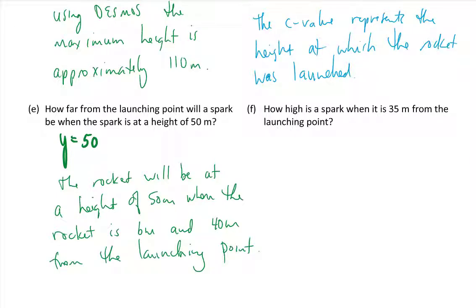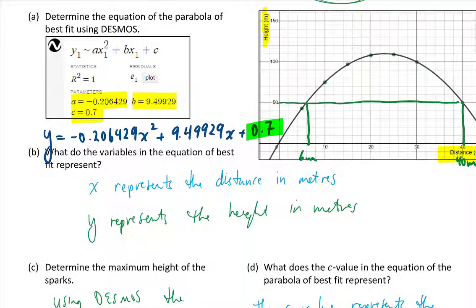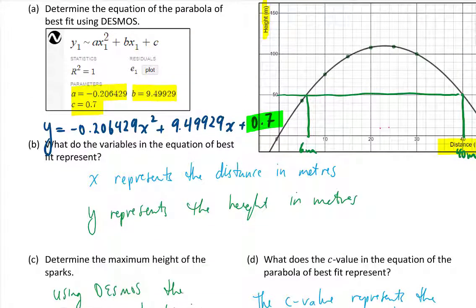And part F. How high is a spark when it is 35 meters from the launching point? So let's go back to our graph. 35 meters from the launching point. So there's 30, 32, 34, 36. So in between here, it looks to hit about that height there. If we trace that over, so there is 35 meters from the launching point. The height, if we trace that over, appears to be 60, 70, 80, approximately 80.